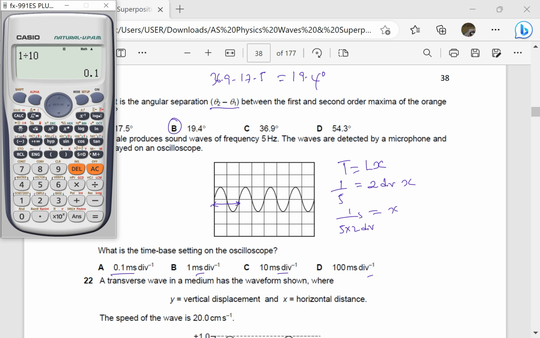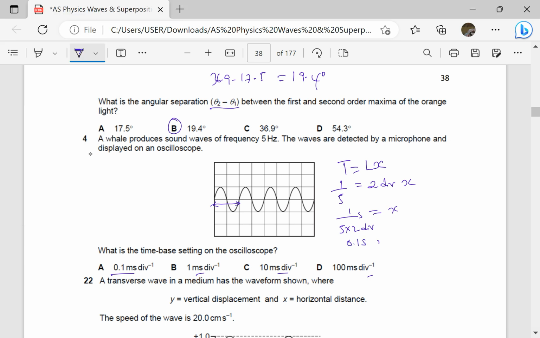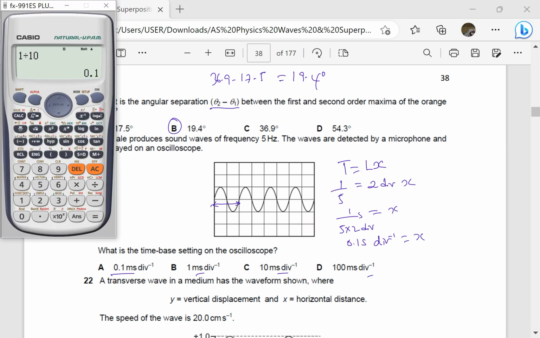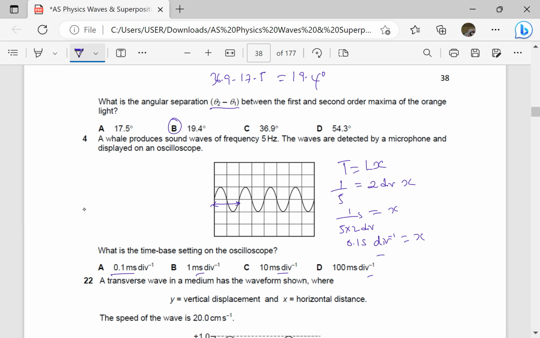0.1 seconds per division, equals x. Then we have to change this to milliseconds, so that will be divided by 10 exponent negative 3, which is going to be 100 milliseconds per division. That is equal to x. So the answer is going to be D.